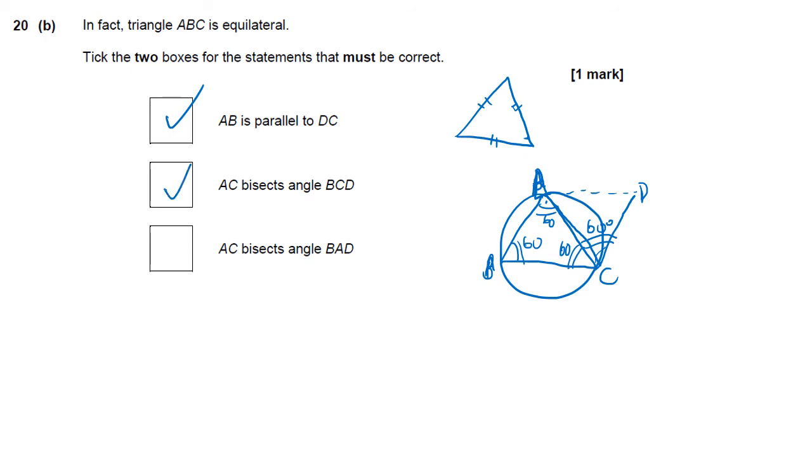Is the last one true? Well, no, because this angle BAD, so that's the one up here, it's 60 on one side, but we don't know where it is on the other side. That really depends where D is. Okay, if D was all the way up there, then that would be a huge angle. If D was quite close to C, that would be a much smaller angle. We don't actually know anything about the length of CD, so we can't say anything about that angle there. Okay, so it's just the first two.